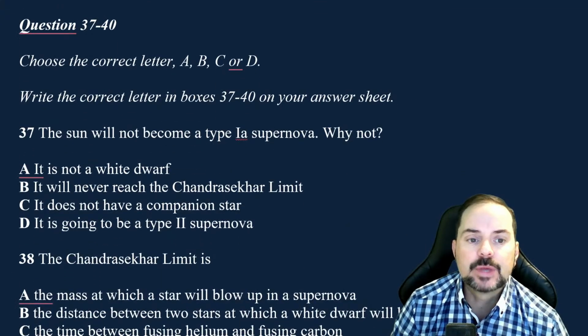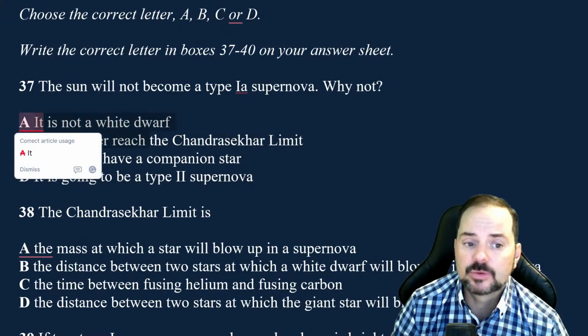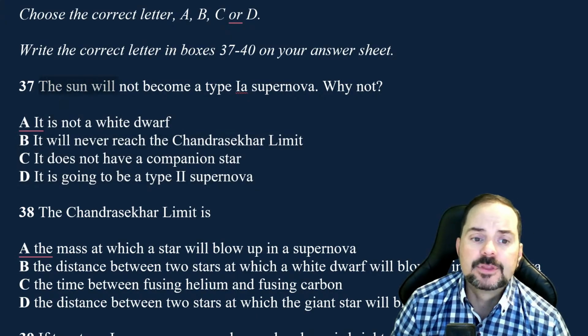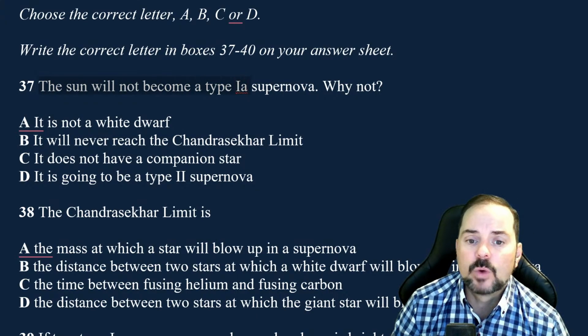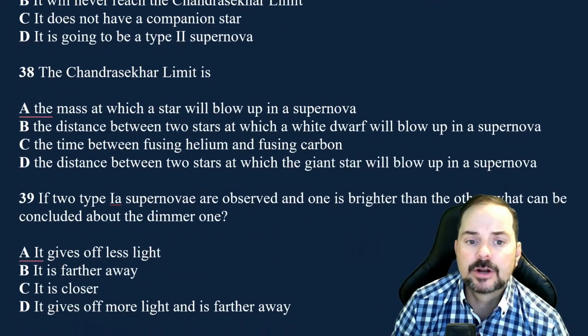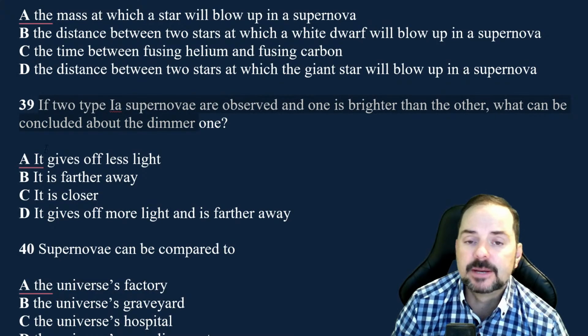And then here we have some multiple choice questions. Multiple choice questions, we only look at the question, not at the answers, because the answers are a waste of time. 75% in this case are wrong, right? It's only 1 out of 4 that's correct, so we don't worry about it. The sun will not become a type 1a supernova. Why not? The Chandrasekhar limit is, if type 1a supernovae are observed and one is brighter than the other, what can be concluded about the dimmer one?